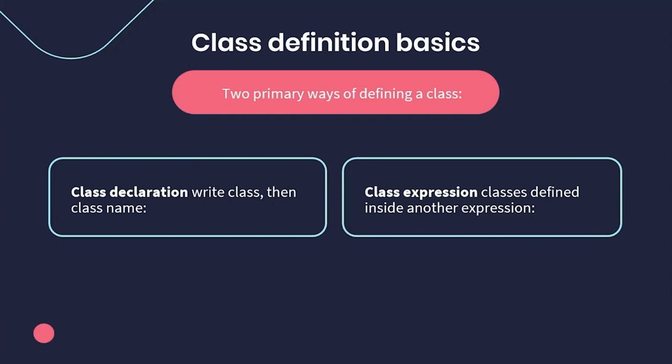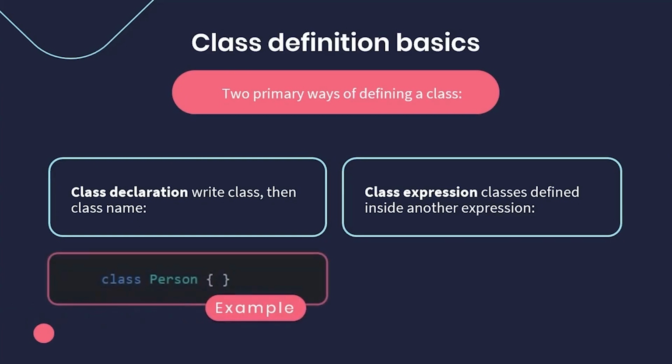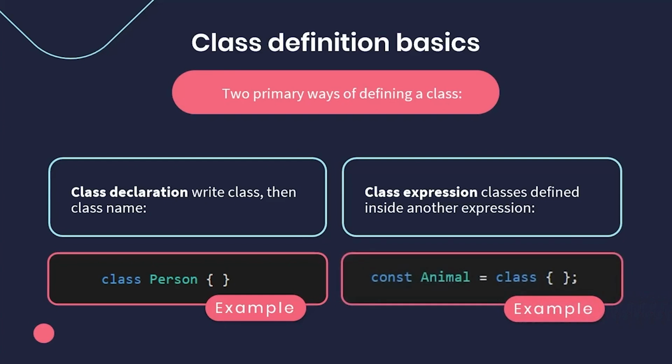Class declaration. For class declaration, you simply write class, then the class name, which is Person in this case, and then empty brackets. Like this. Class expression. Just like functions, a class expression can be defined inside another expression. In this example, we assign a class to a variable named animal.